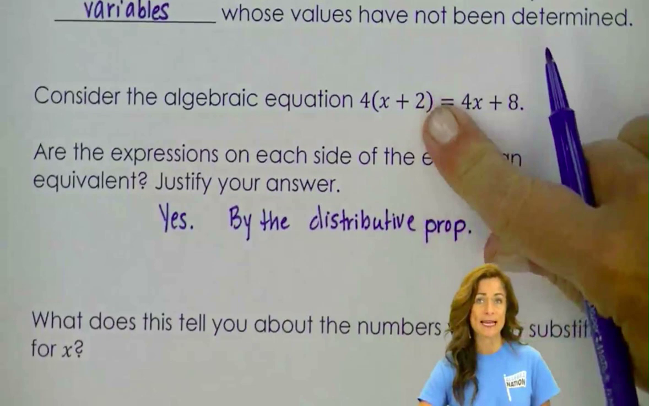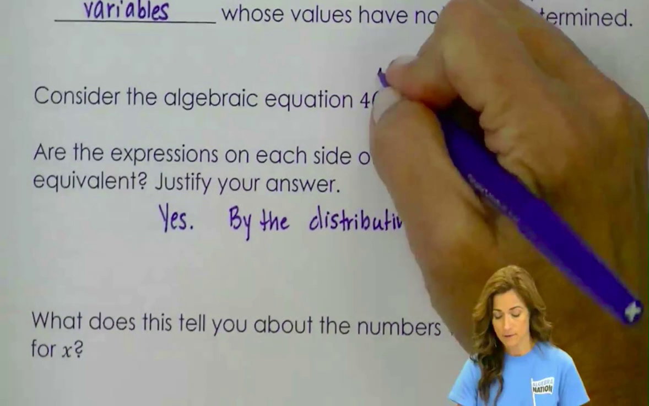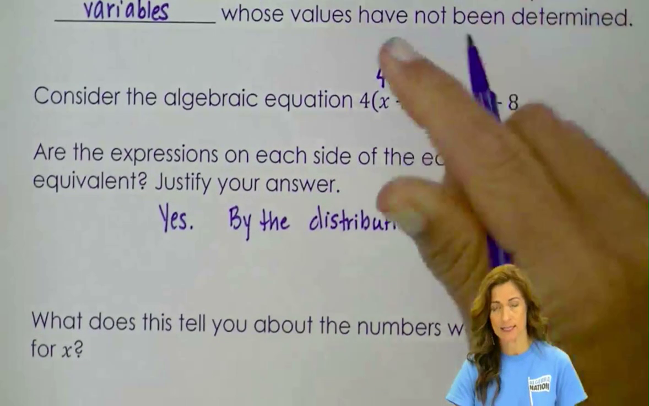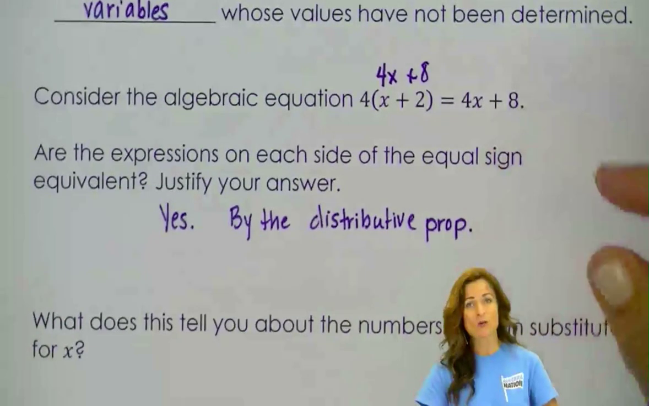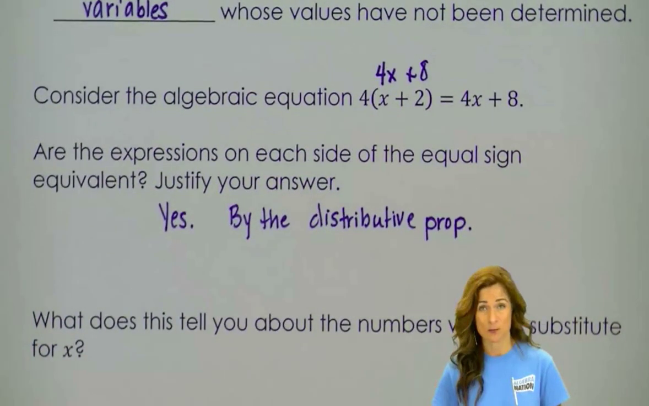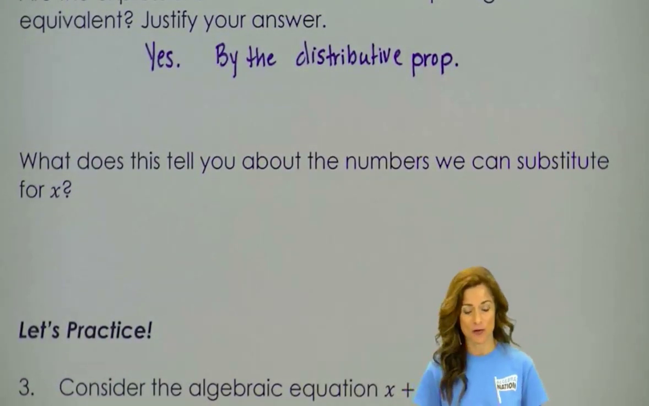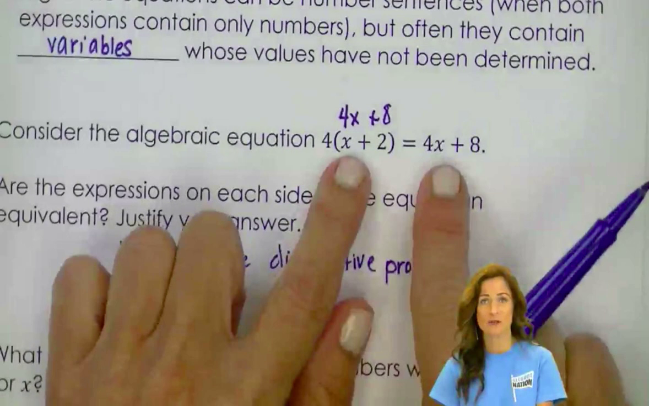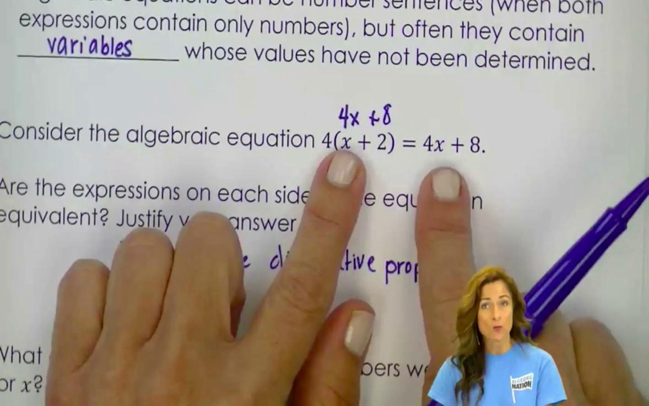If we take the expression on the left and we distribute the 4, we get 4 times x, which is 4x, plus 4 times 2, which is 8. Both sides are equal, so the expressions on each side of the equal sign are equivalent. Now, what does this tell you about the numbers that we can substitute for x? Well, if these two are equivalent, I can let x be any number I want it to be.